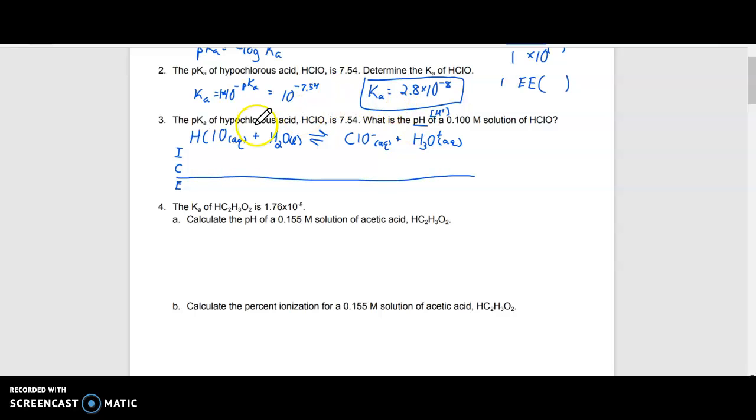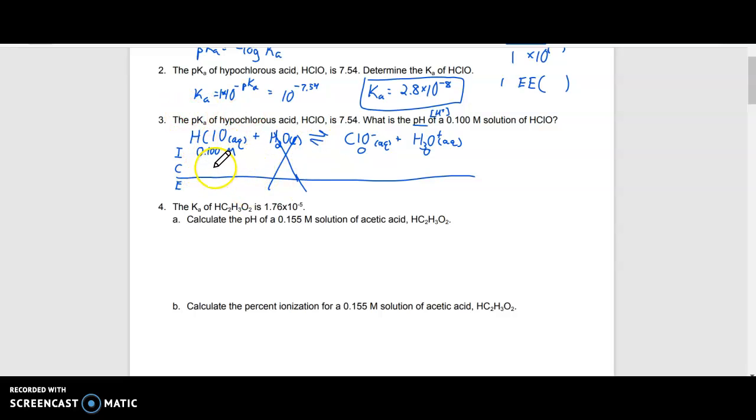I'm going to put in the information that I'm going to start with. Like here, when it says 0.100 molar HClO, that is the initial concentration of HClO. And we're going to assume that there are no ions that it has dissociated into yet. Because H2O is a liquid, I don't have to worry about it because pure liquids are not used in an equilibrium expression. So here's my setup.